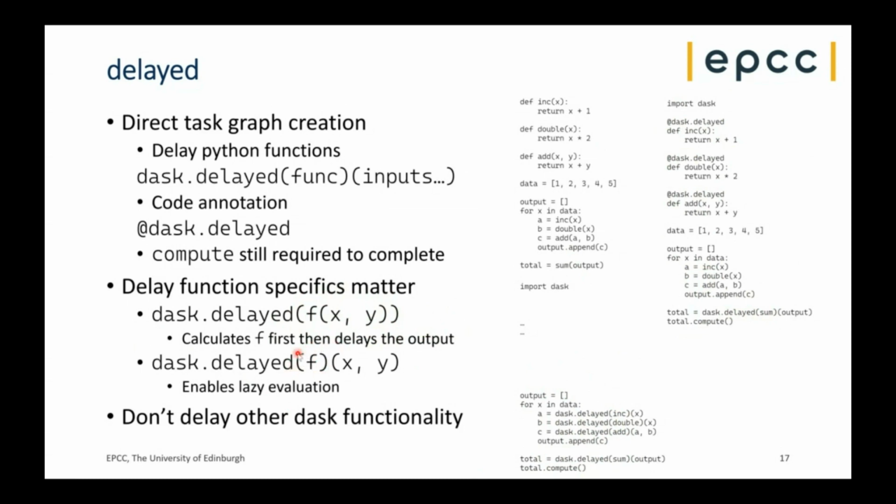You really need to make sure the brackets are around the function name, f in this case, which is not a very descriptive function name, but that could be sum or inc or double, and then the arguments of the function are outside in their own brackets, and then this enables Dask to pick it up and say, okay, I'm not going to do this immediately. I'm going to calculate it in the task graph and do it later.